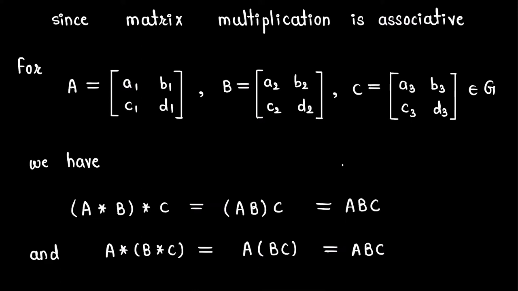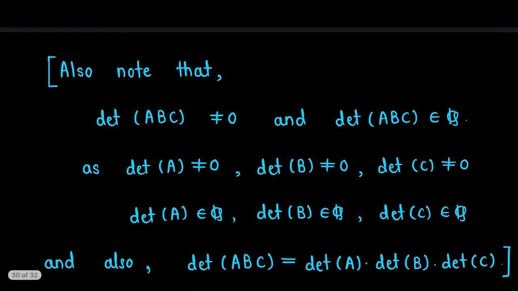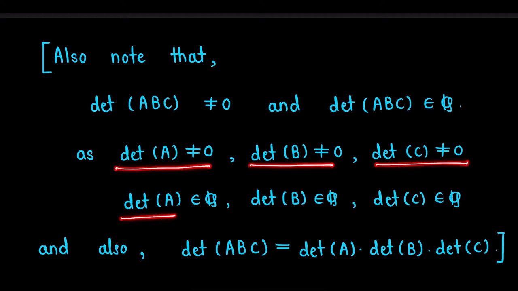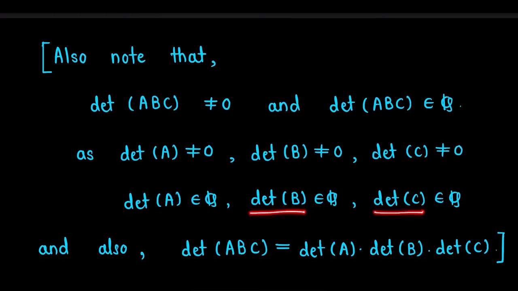Now it is interesting to note that determinant of matrix ABC will be non-zero, and also some rational number, as determinant of A, determinant of B, determinant of C are non-zero, and determinant of A, determinant of B, determinant of C are rational numbers. So their product will again be some non-zero rational number. Thus ABC will again be a member of set G. Up till now we have checked two conditions, closure and associativity.